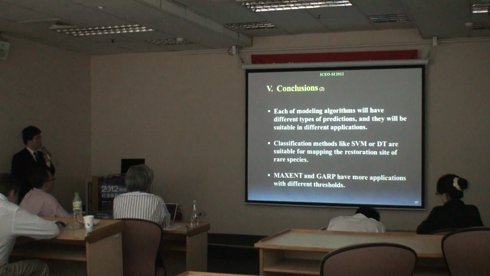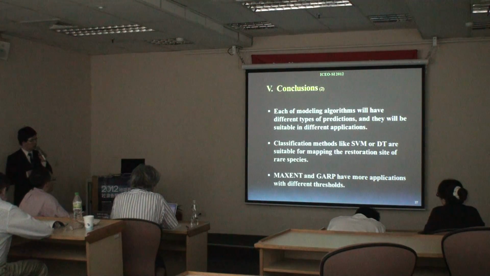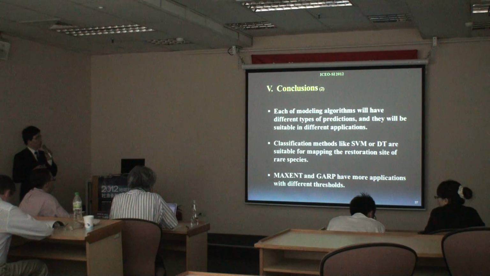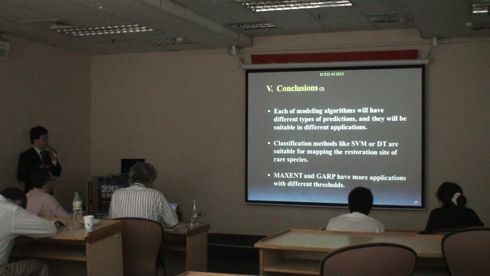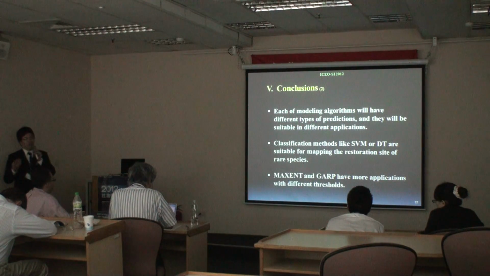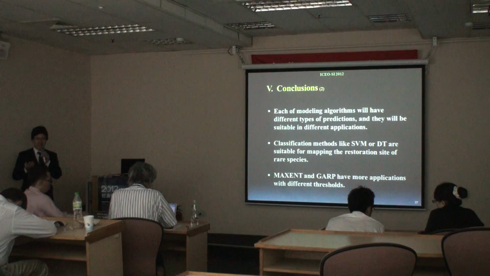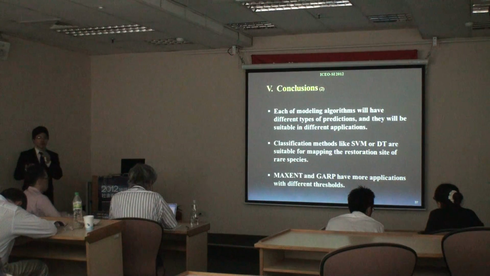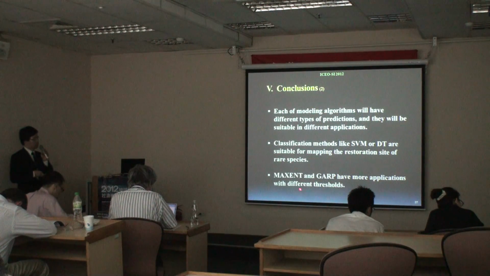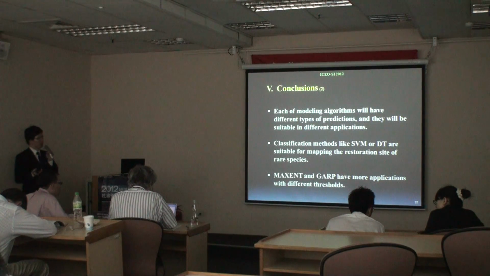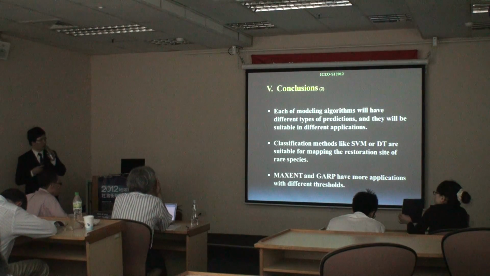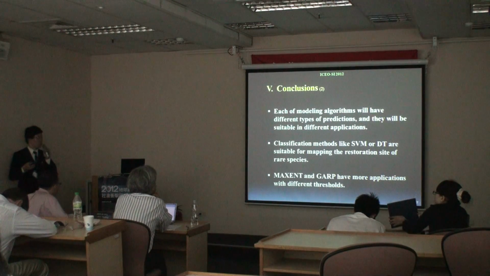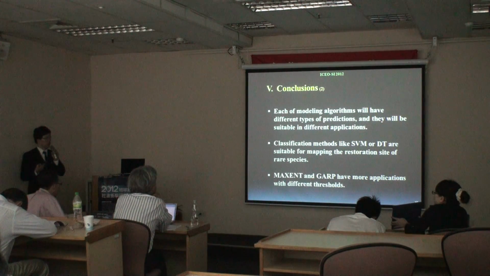For example, if we want to find the restoration site of a rare species, we can choose a classification method like SVM and DT. And if we want to find all the suitable environments of a species, we can use MaxEnt and GAP or a profile method. And the gradient distribution methods like MaxEnt and GAP can also be used in more applications with different thresholds.